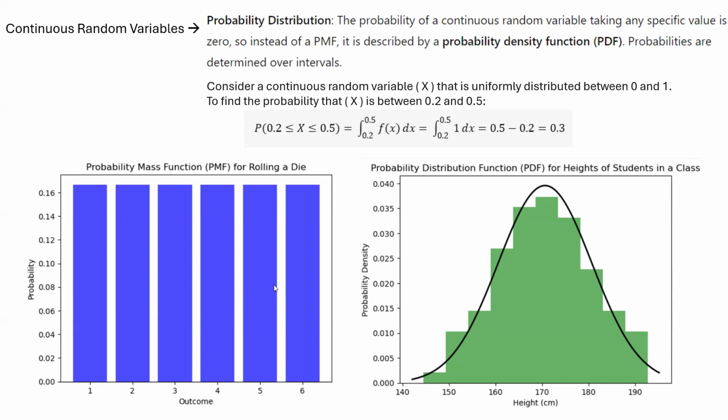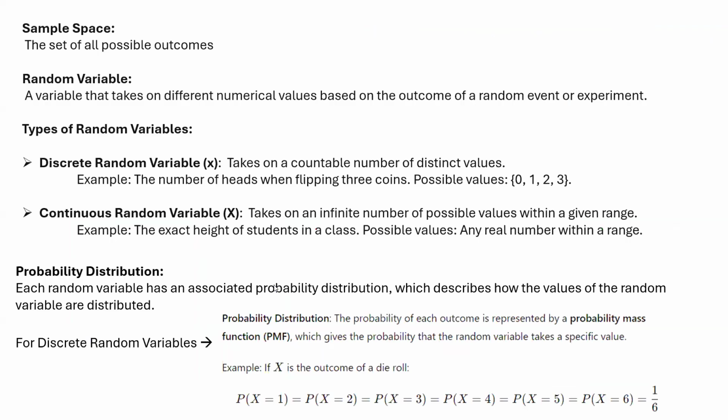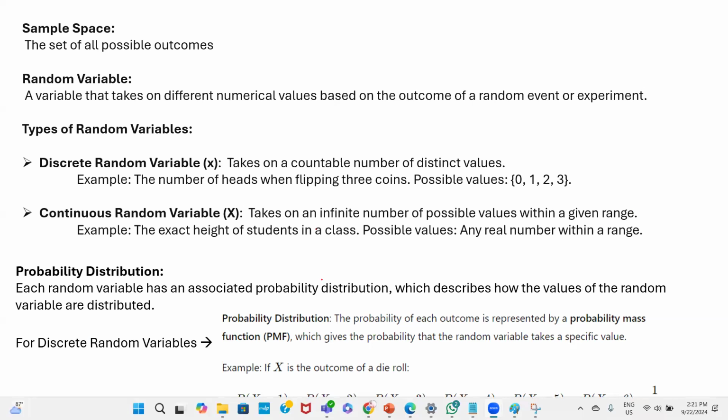The last, Chintu, it's your turn now. Random variable means the variable contains the output of a random experiment or event. There are two types of random variables: discrete random variables and continuous random variables. Discrete random variables means defined output.